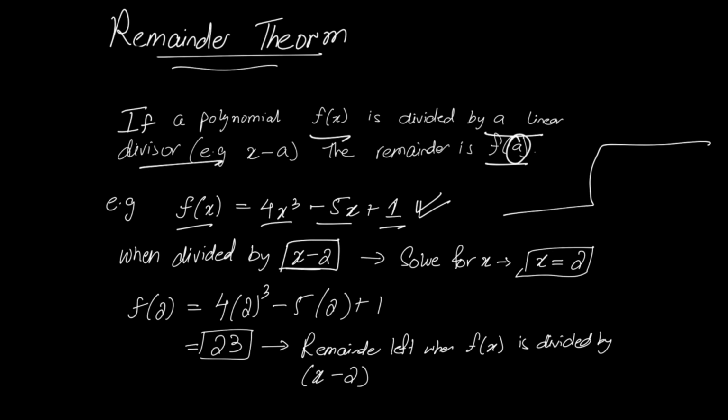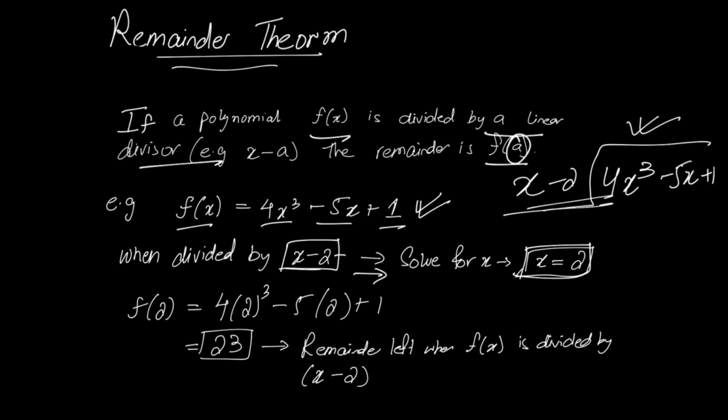So what you're doing basically is dividing by x minus 2, and you perform this division. But this method we will do later. This is called long division. Right now we're going to do a shortcut. In this, we basically solve x minus 2 for x. We find the value of x, which is 2. We substitute this value in the equation, and the result we get is the remainder. So this is what we've done over here.